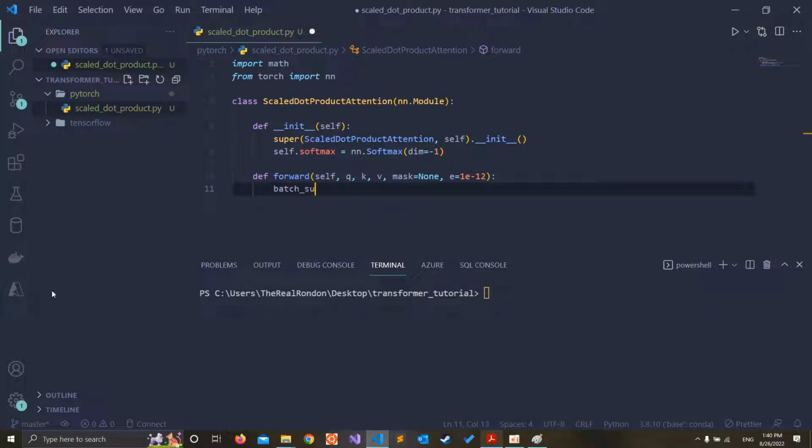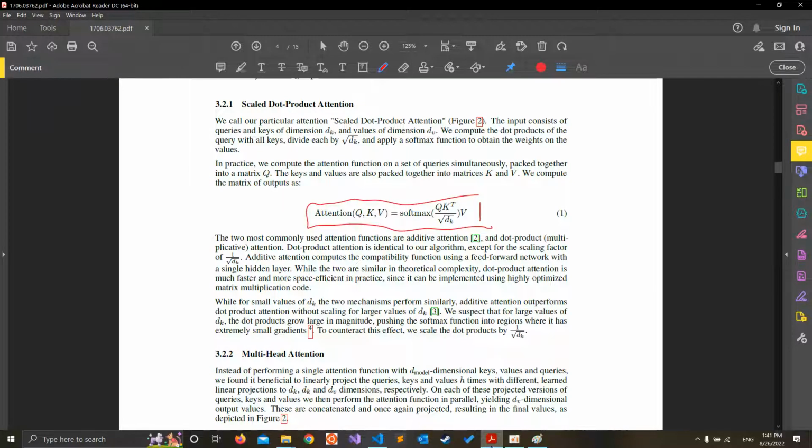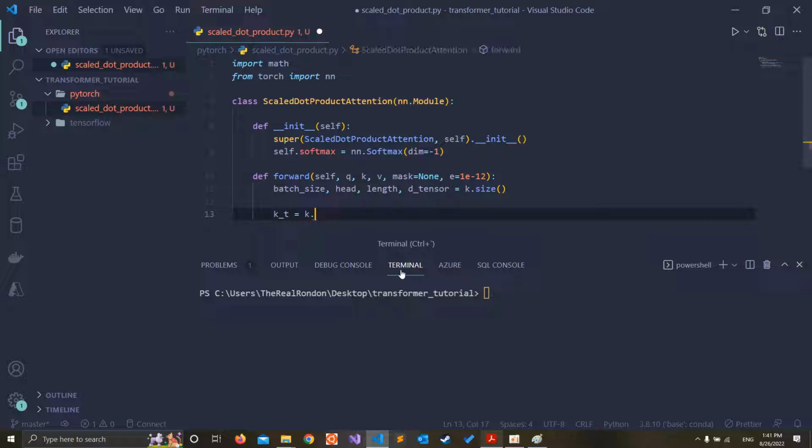And now what is going to happen in here? As we know, we need batch size, head, length, and the dimension of our tensor, which come from k.size. All of these things are equal to the size of our embeddings. Now what we're going to do is calculate the key transpose, as you can see in this formula. For this, we are going to use the transpose method of the key vector here, and we are going to pass it 2 and 3 to find the transpose of the key matrix.